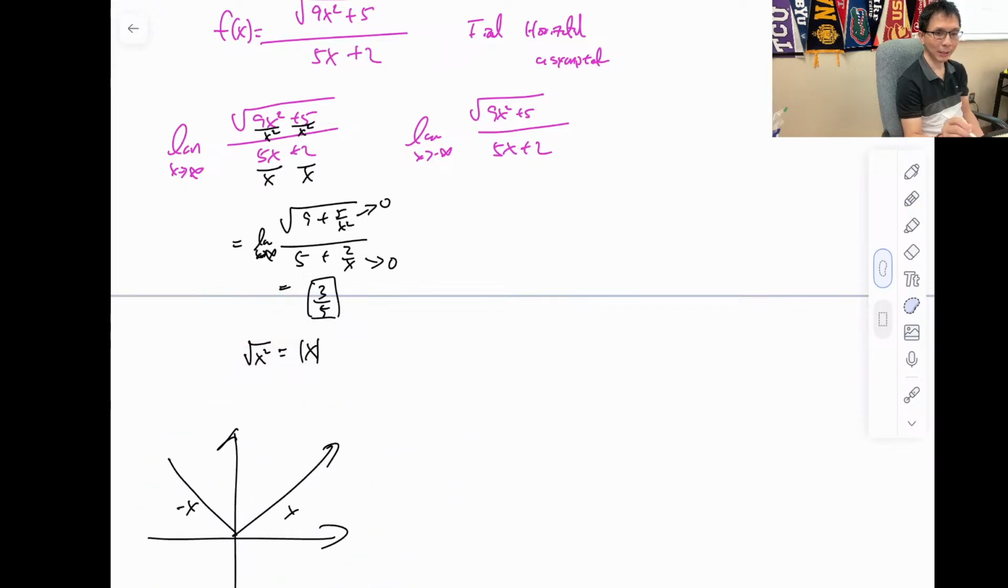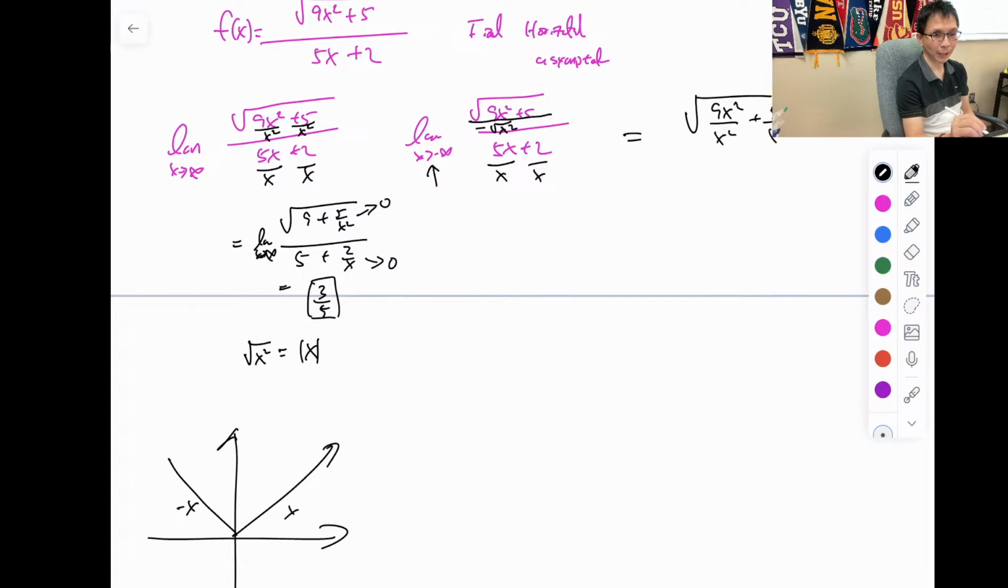Now we're going to use this idea and apply it to the second one. For the second one, I'm going to divide by x. Now since I'm reaching negative infinity, when I divide by x here, I'm going to divide the radical by the square root of negative x squared, which is going to be negative x. But here, you're going to end up getting the square root of 9x squared over x squared plus 5 over x squared, all over 5x over x plus 2 over x.